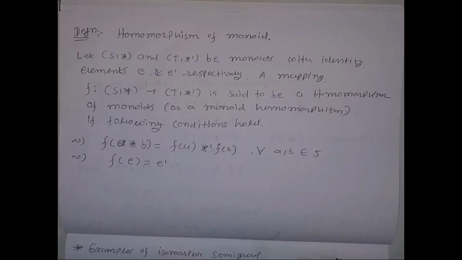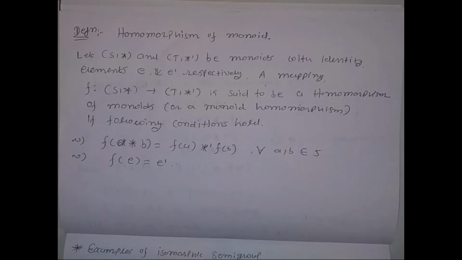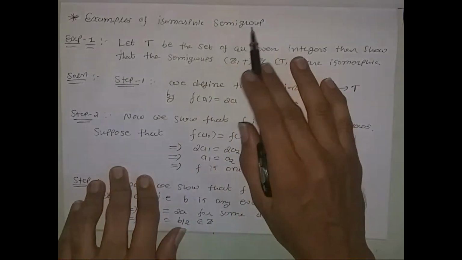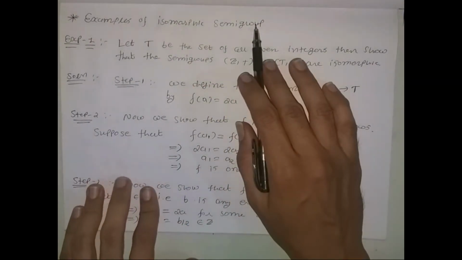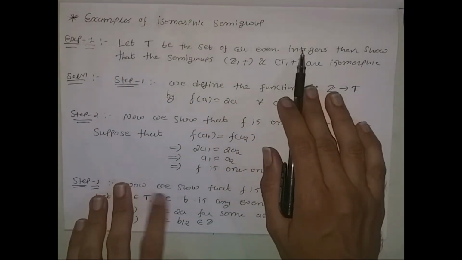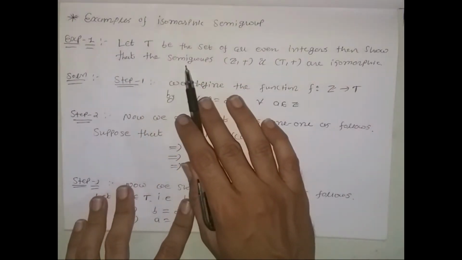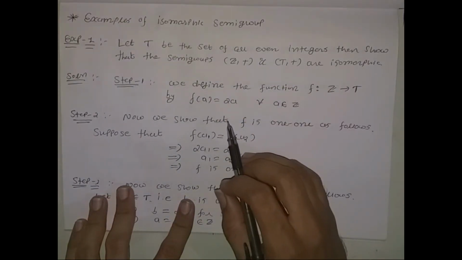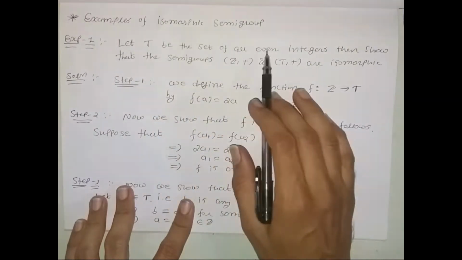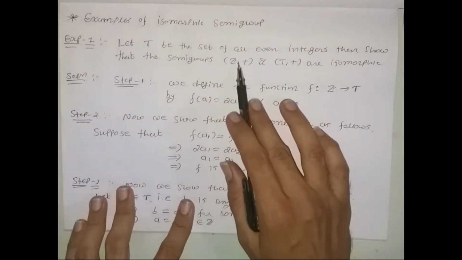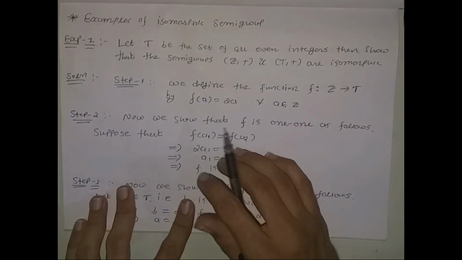Now let us see some examples of isomorphism or homomorphism of monoids. So first is the example of isomorphic semigroups. Example number 1: let T be the set of all even integers, then show that the semigroups Z plus and T plus are isomorphic. What is here? T is the set of all even integers.